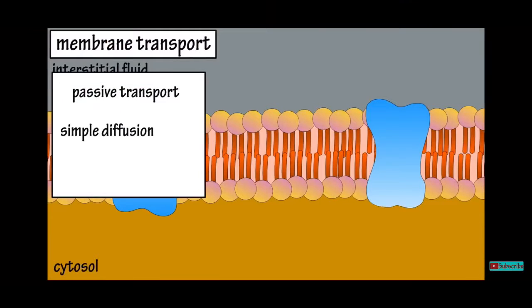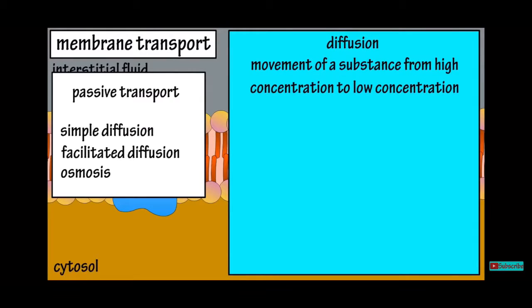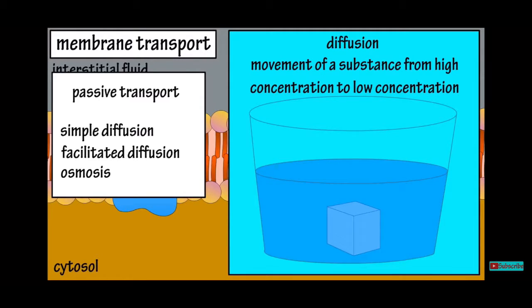Simple diffusion, facilitated diffusion, and osmosis. Diffusion is the movement of a substance from where it has a high concentration to where it has a low concentration, or the tendency of a substance to spread out evenly over a given space. For instance, when a sugar cube is dissolved in water. Over time, the cube will dissolve and eventually spread out evenly in the water until it reaches equilibrium.